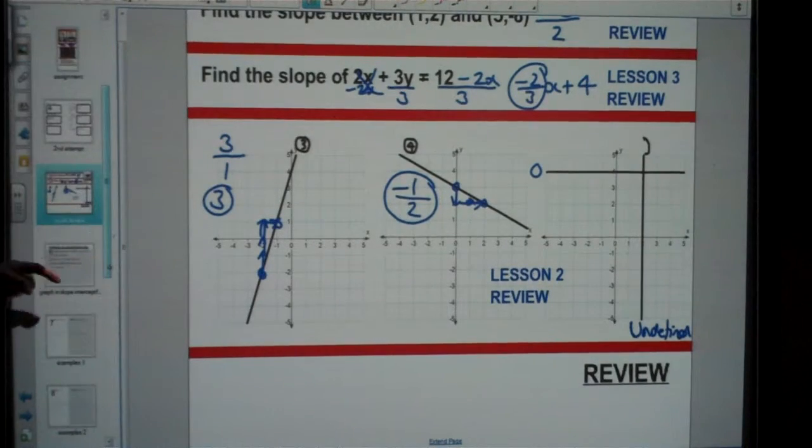Now, the main part of the lesson was actually based on graphing in slope-intercept form and standard form, and we'll talk about that in the next video.